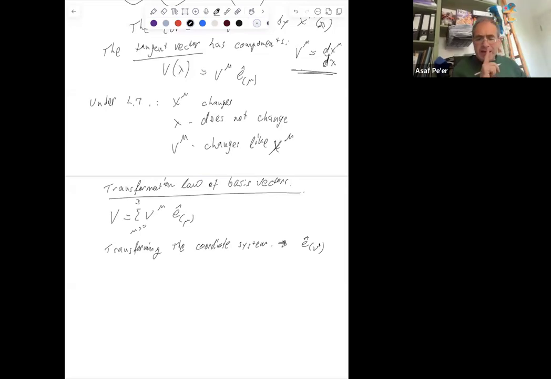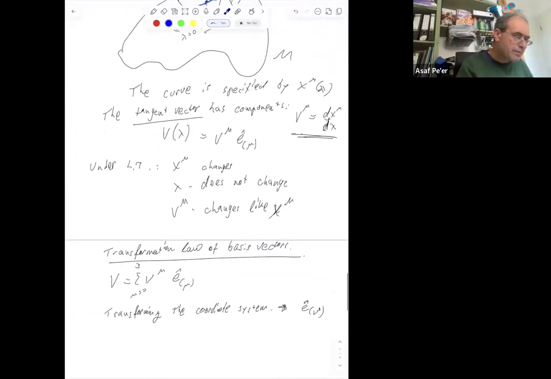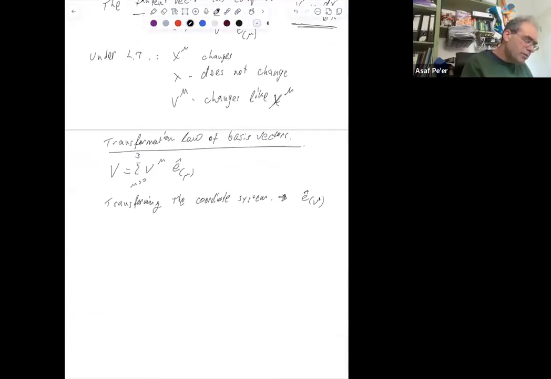Now I said the vector itself doesn't care about the coordinate system. It's there, right? The vector itself doesn't care which coordinate system I'm using to describe it. The vector will still be there. So I can write down V as V mu E mu. So in the new coordinate system, it will be V nu prime E nu prime.